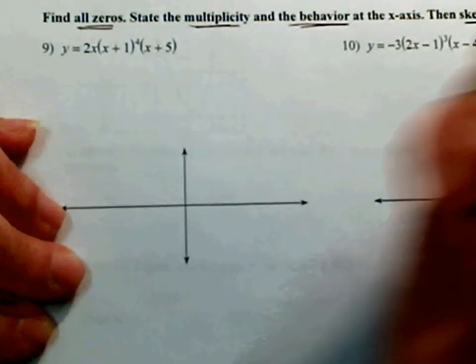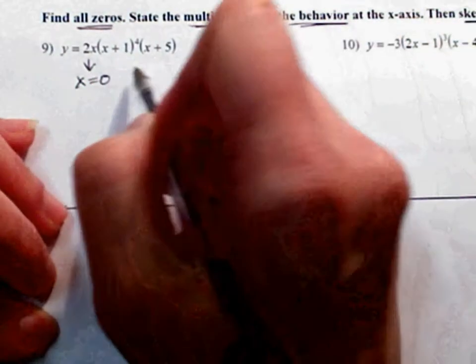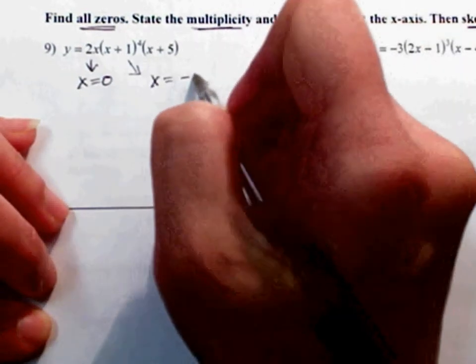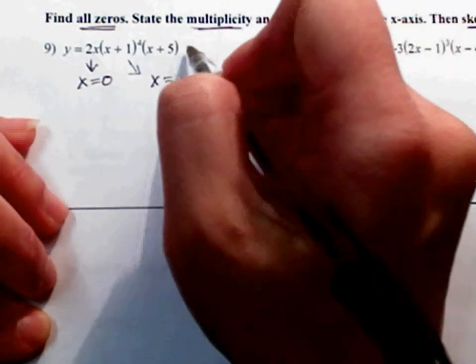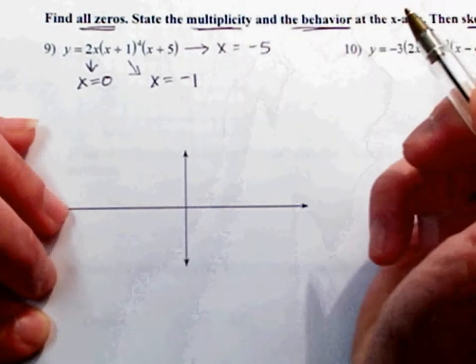On number 9, set this one equal to 0. When you do, x is equal to 0. Okay? Next, set that one equal to 0. X is equal to -1. Your last one, set that equal to 0, x is equal to -5.